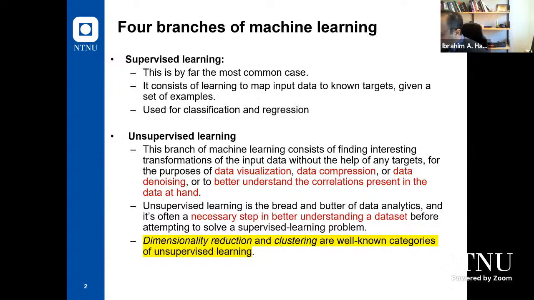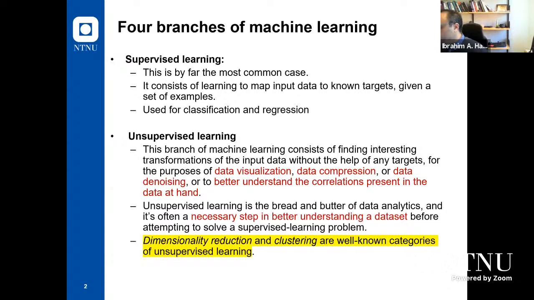Supervised learning consists of learning to map input data to known targets. It's like the MNIST dataset. We have input features and we have a target feature, and we need to create this mapping between inputs and outputs. It is used for classification and regression.